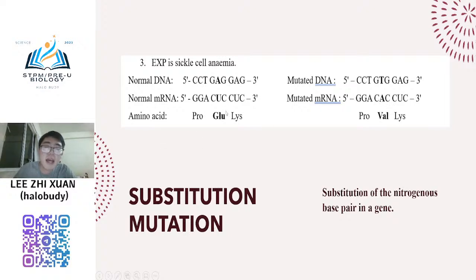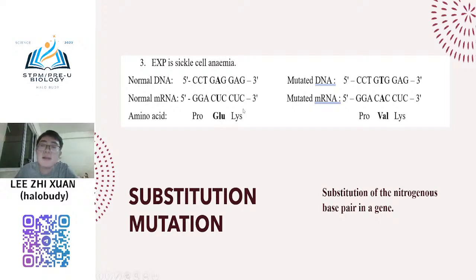So if you see the amino acid sequences respectively, I think this one is a typo. Actually, these two should be the same. It's glutamic acid. Both are glutamic acid. So actually, CUC will be expressed to give glutamic acid.